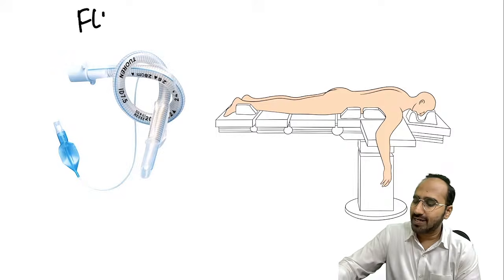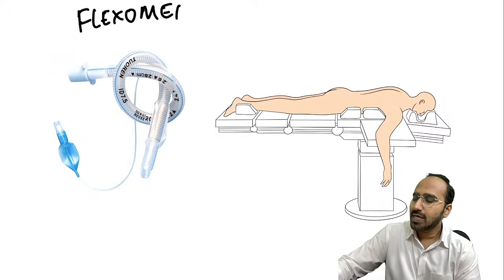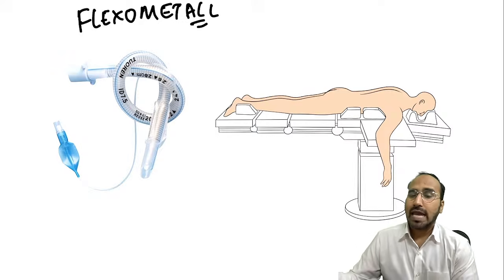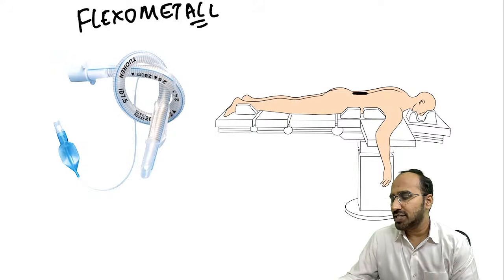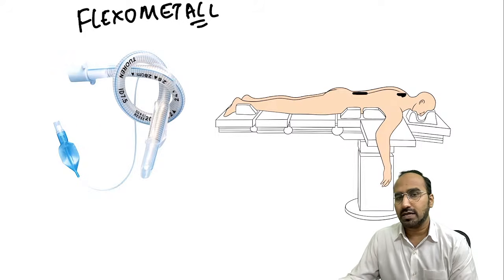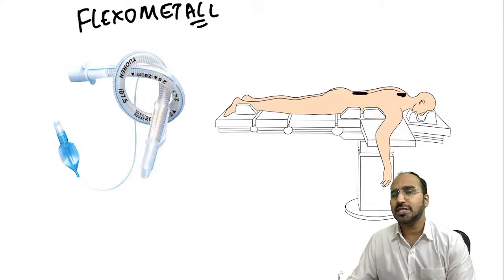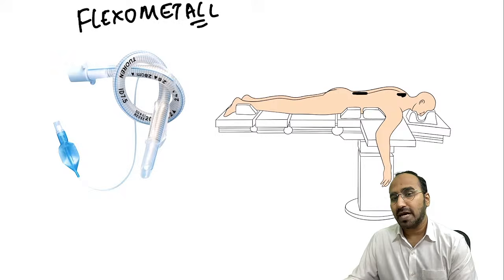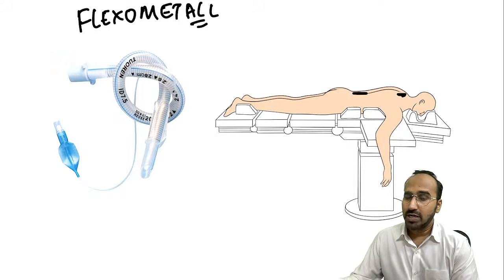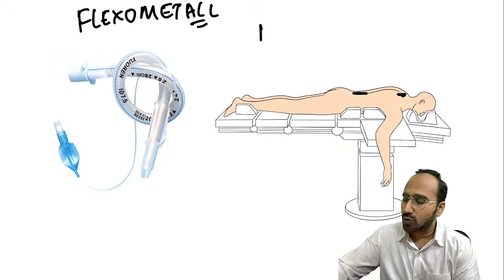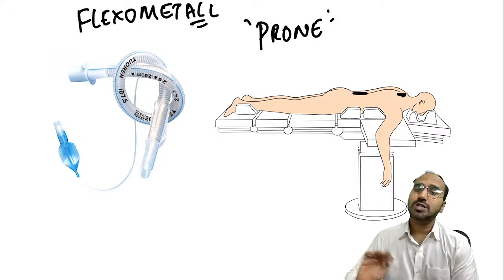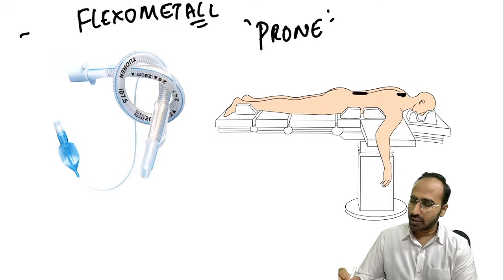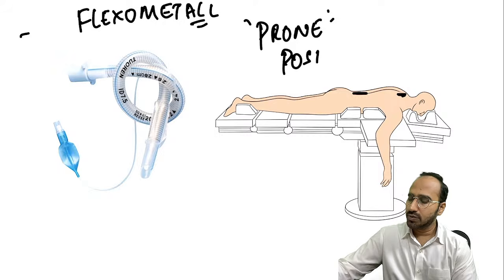Next is what, guys? This is a flexometallic tube, also called an armoured tube. This is commonly used for what surgeries? Any surgeries that are done in prone position. The patient is posted for some spine surgery, or posterior cervical spine surgery. If you place a normal endotracheal tube, it will kink or bend. So for prone surgeries, you have to place a flexometallic tube so that if it bends, it does not kink. Okay, that is the flexometallic tube.